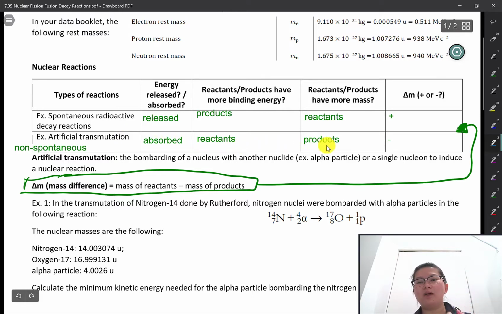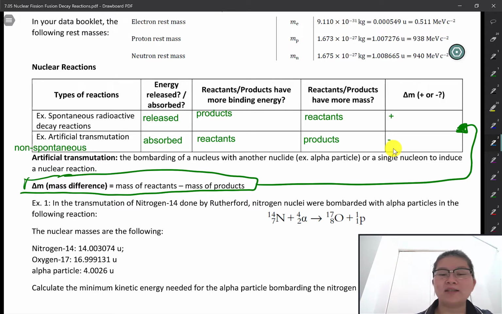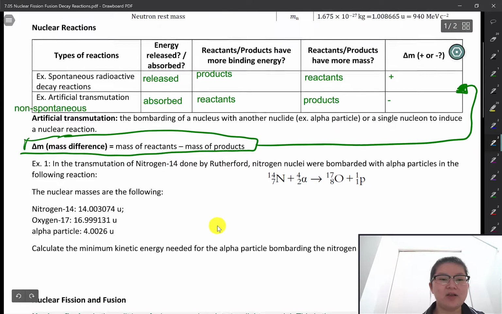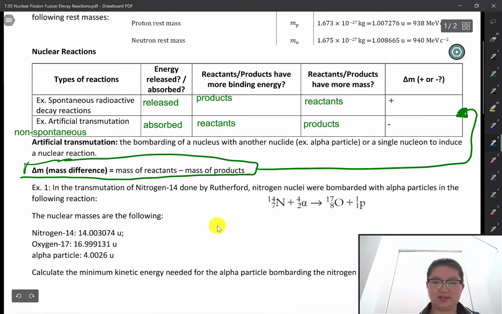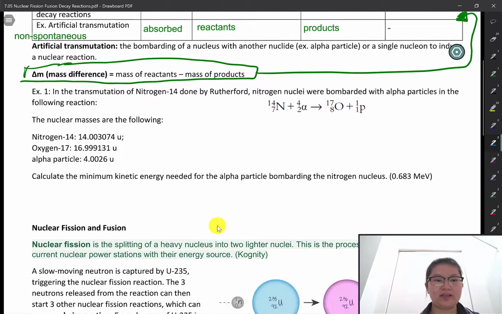This means that reactants have more binding energy. They're more stable, and as a result, if you have to introduce more energy into the system, then your products are going to be less stable, meaning they contain a little bit more mass. All that energy gets converted to mass, and with the mass difference being negative, the products are going to have more mass than the reactants. That's it.